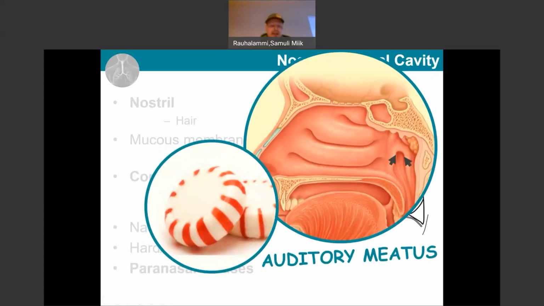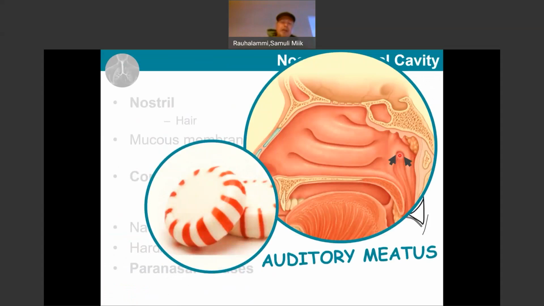Another structure that we see within the nasal cavity, located right here at the very back of the nasal cavity, is a little opening that runs a tube to the inner ear, the inner side of the ear on the other side of the tympanic membrane. This one has a few different names. The one that I think your textbook covers is the auditory meatus.